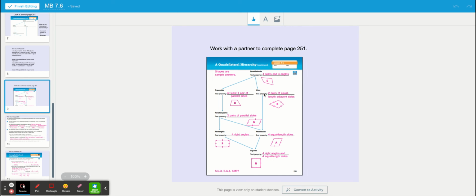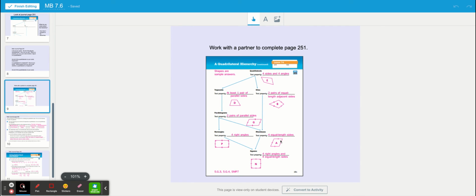Now, if we move down on the kite side, remember a kite has two pairs of equal length adjacent sides. B is an example. And then we move down to rhombus, the one that we talked about a minute ago, A. A is a rhombus. It has four equal length sides, and it has two pairs of parallel sides. It also has two pairs of adjacent sides, so that fits into the rhombus category.